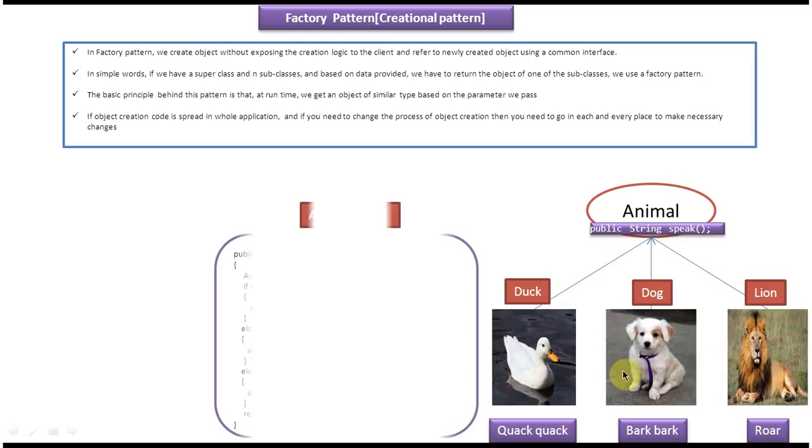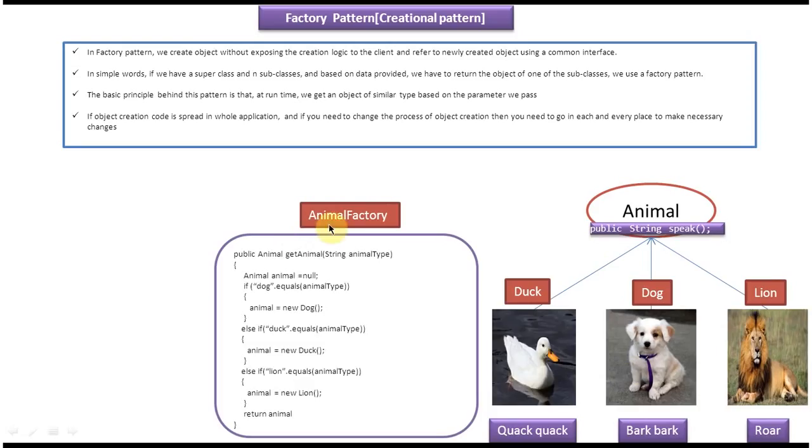So as per the factory design pattern, if you want to get an object of the subclasses, then we have to write an AnimalFactory class. In that AnimalFactory class we have to write a getAnimal method, and this will return the superclass reference. Here you have to pass the animal type. Based on the animal type you passed, it will create the corresponding animal object and return it.